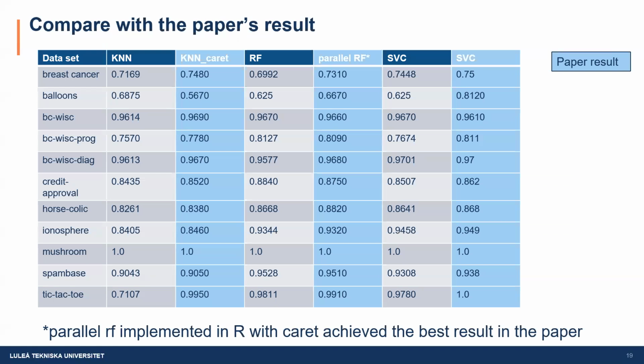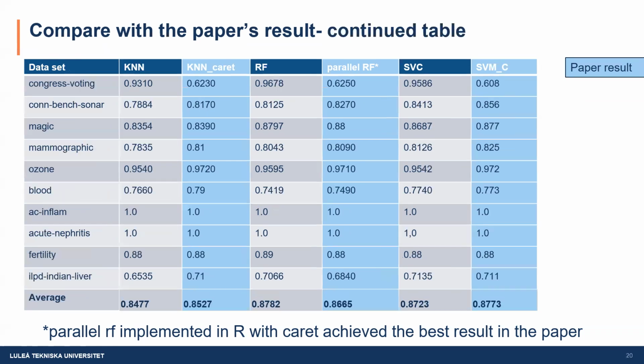Now we also compare the results with the paper's results. So we list the first 10 datasets, and we have used supervised learning with KNN, random forest, and the support vector machine. And we compare with the paper, that is in the blue column, that is KNN caret, parallel random forest, and support vector machine. The next page is the continued datasets.